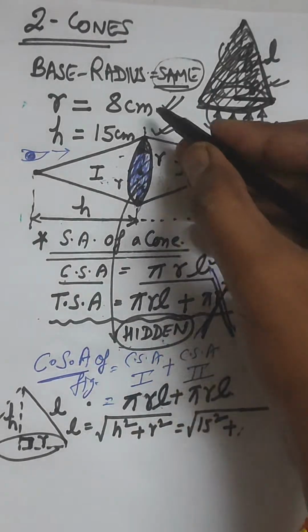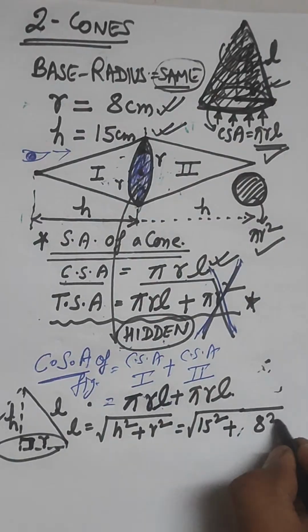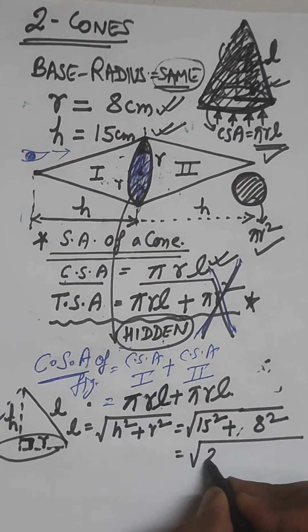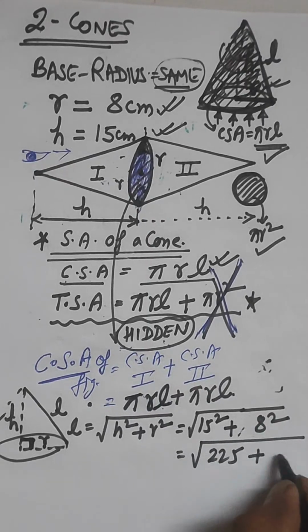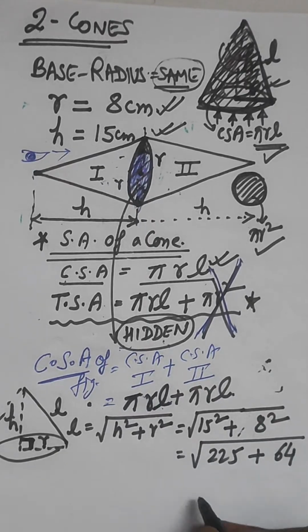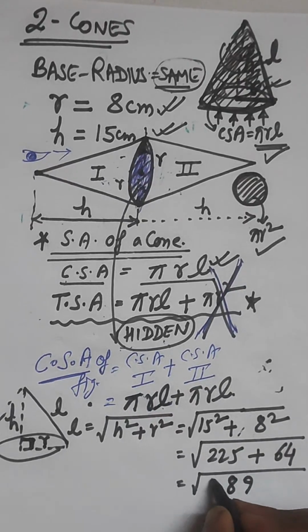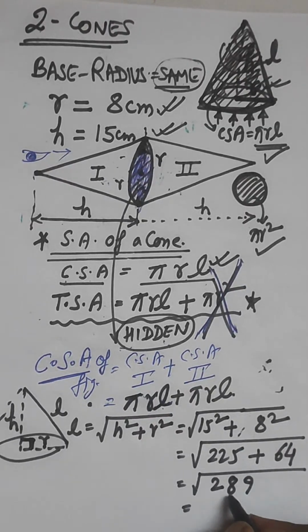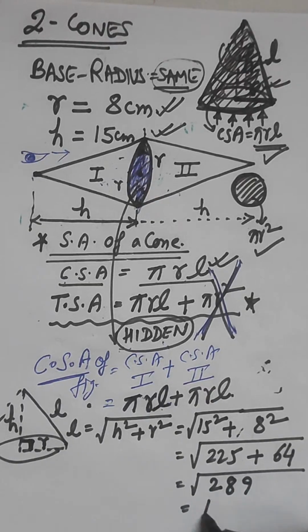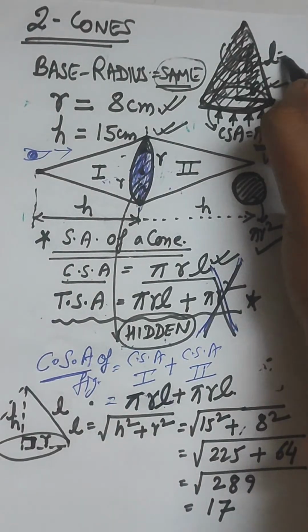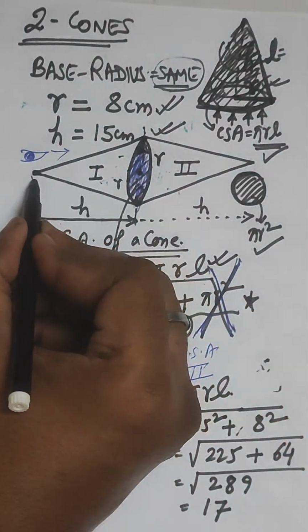R square is 8 square, right? So this will give you root over of 225 plus 64. So this will give you root over of 289. Oh, it's very easy. 289 is the root of what? 17. So the value of L is calculated over here, and this is the L.